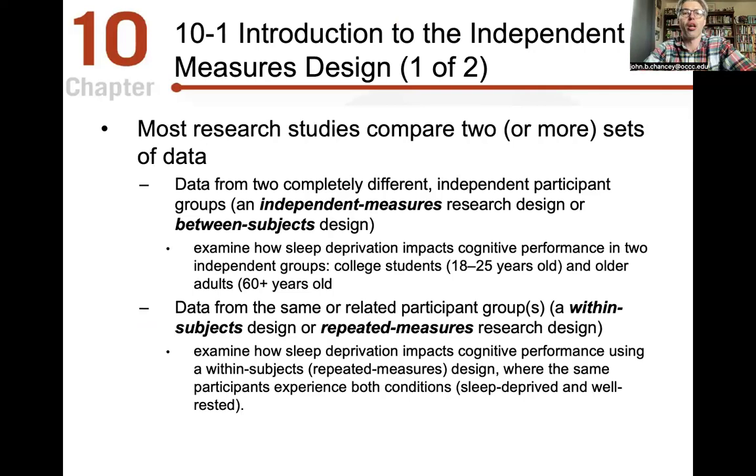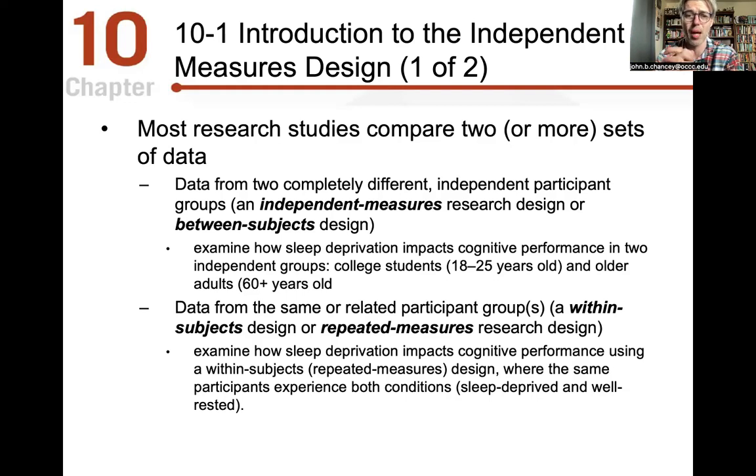So when it comes to understanding the time and place of when to use an independent measures design, we need to look at, when we talk about research models, most research studies compare two or more sets of data. So you have two broad categories. One is data from two completely different independent sample or participant groups. This is considered an independent measures or between subjects design.